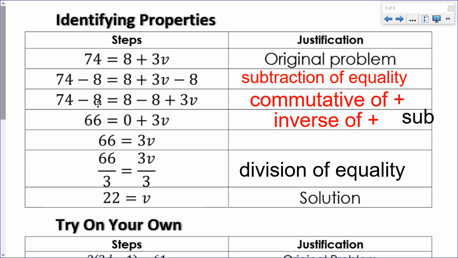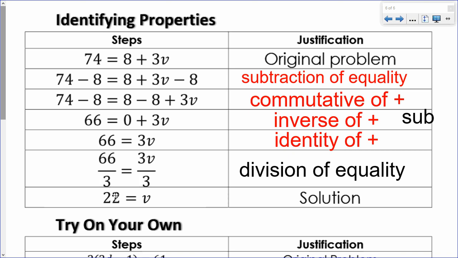That's fine. Okay. Then we went from 0 plus 3b to just 3b over here. So we got rid of the 0. Anything plus 0 gives us itself. That's the identity property of addition. Okay. And then down here, all we did was divide by 3 on both sides. That's the division property of equality.